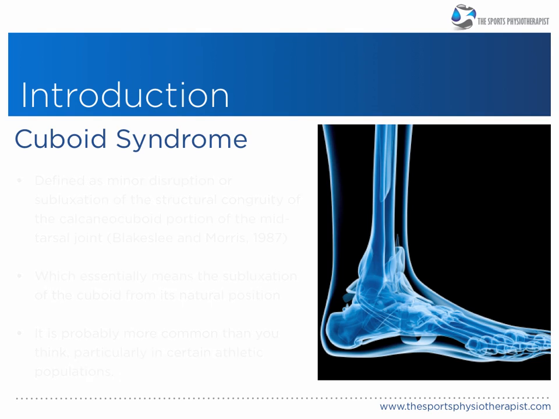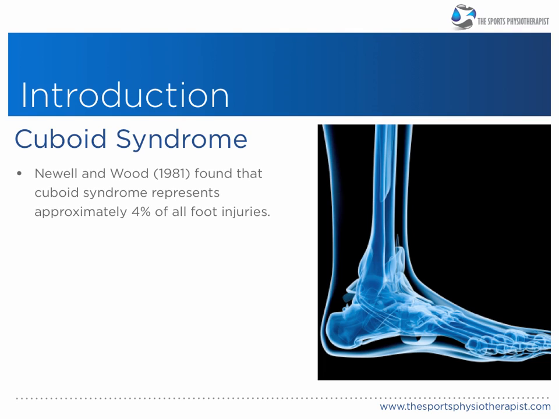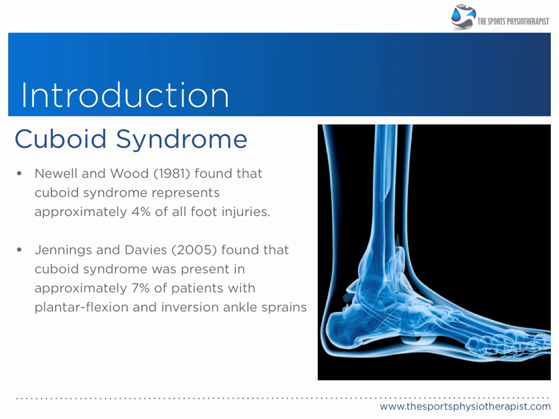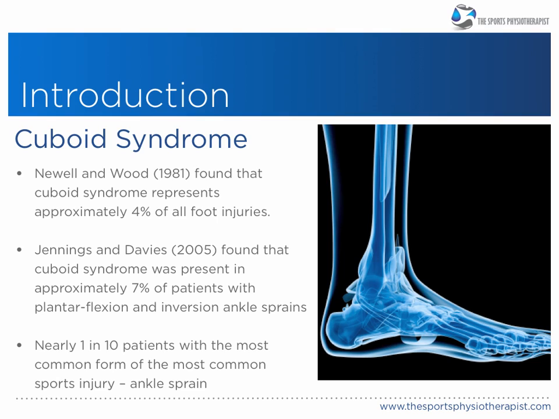Newell and Wood in 1981 found that cuboid syndrome represents approximately 4% of all foot injuries, and Jennings and Davies in 2005 found that cuboid syndrome was present in approximately 7% of patients with plantar flexion and inversion ankle sprains. This means that nearly 1 in 10 patients with the most common form of the most common sports injury, ankle sprain, may present with cuboid syndrome.